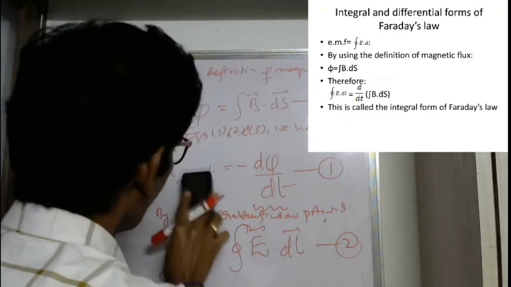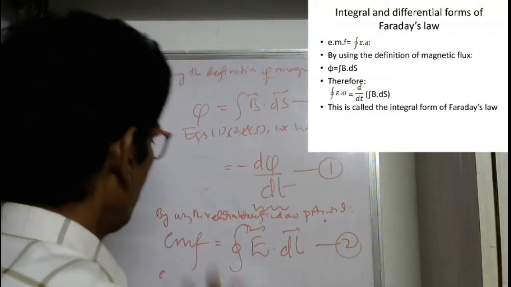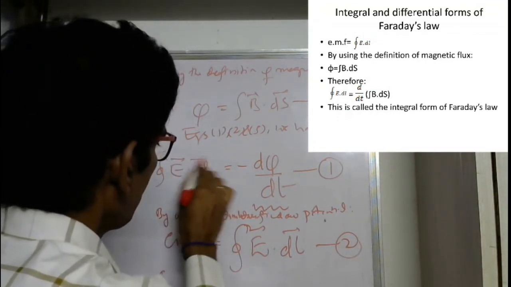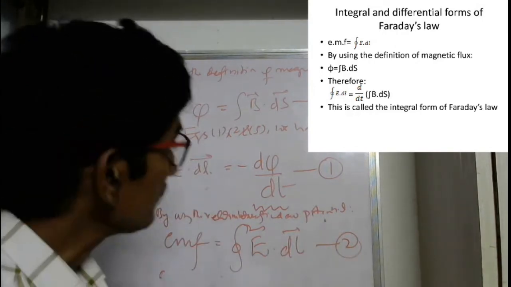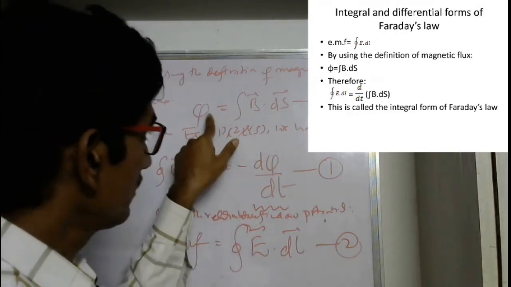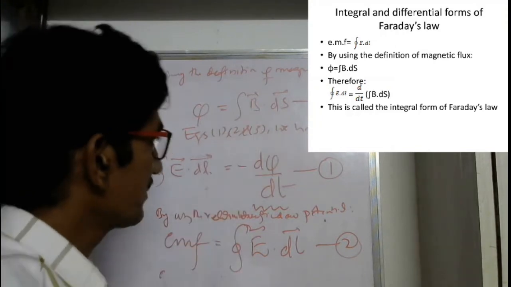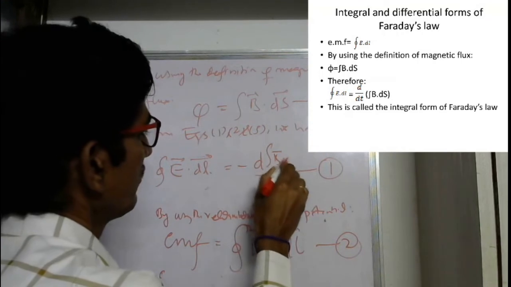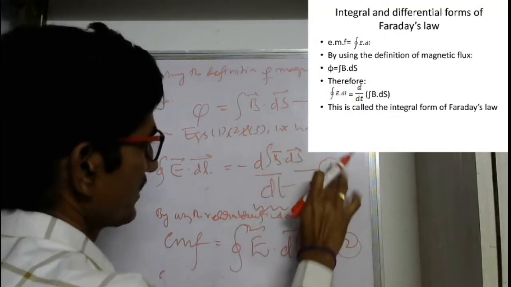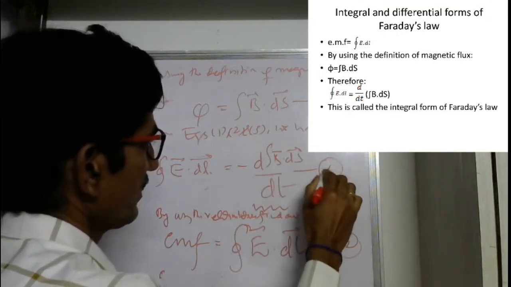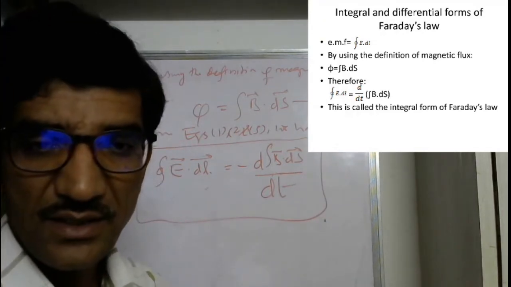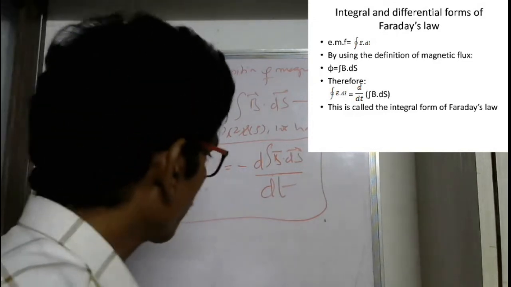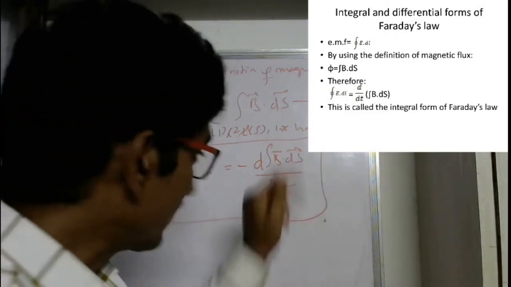By EMF you replace this thing with the integral from equation number 2, E dot dl. Now for the flux, from equation number 3 you replace this thing with the integral B dot ds. Now this becomes equation number 4. This is the integral form. Why? Because on both sides we are having integrals.